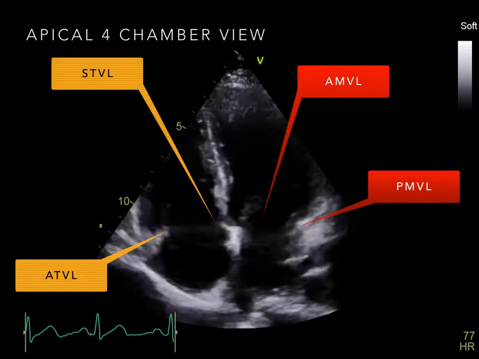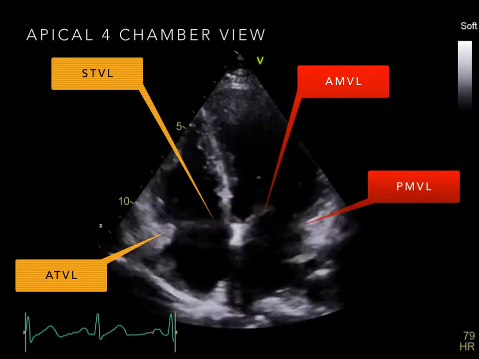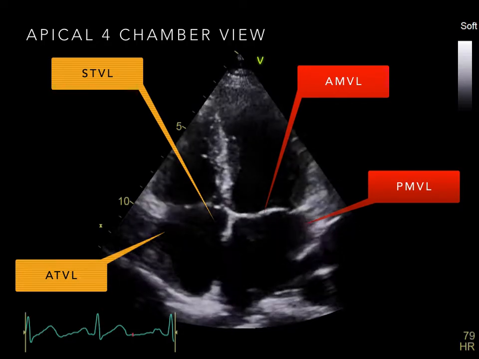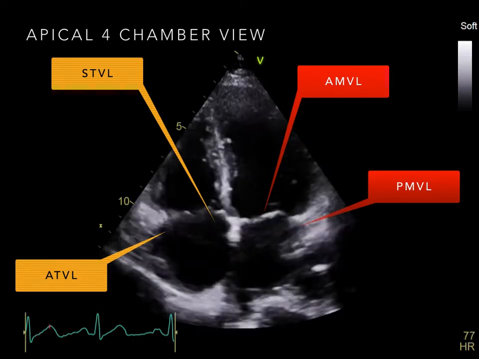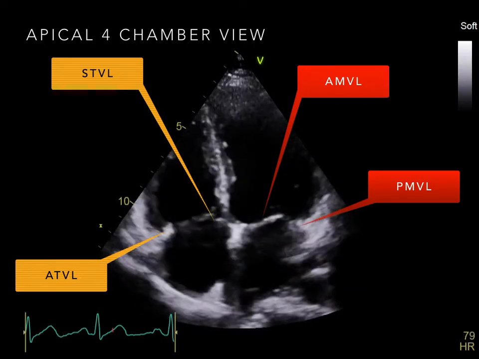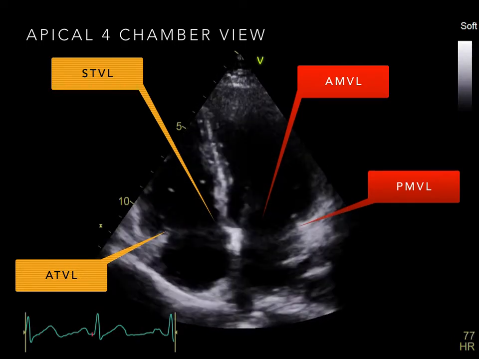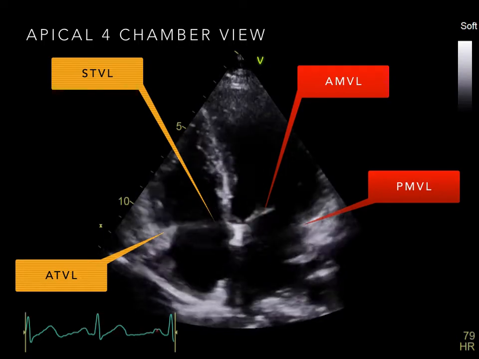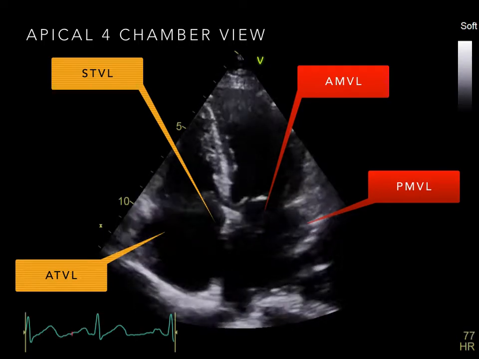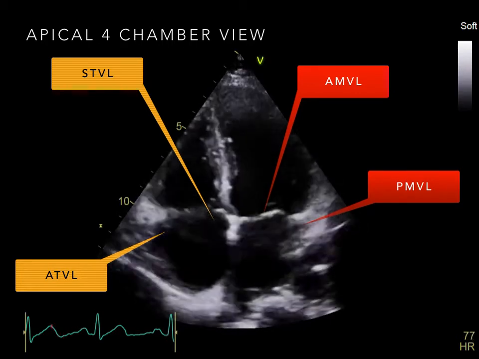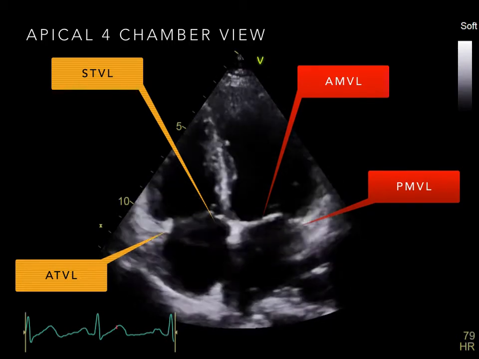Both AV valves are well visualized. The mitral valve is on the right-hand side, shown red here. The smaller posterior leaflet is arising from the lateral border, and the larger anterior leaflet arises from the medial aspect. The tricuspid valve leaflets can be seen originating from the right AV ring.